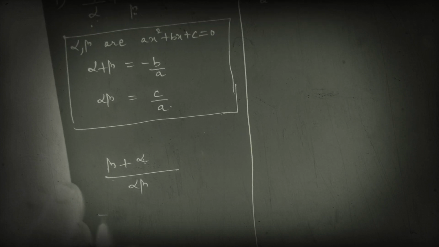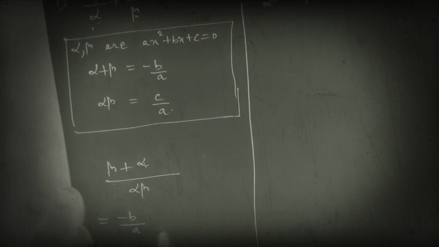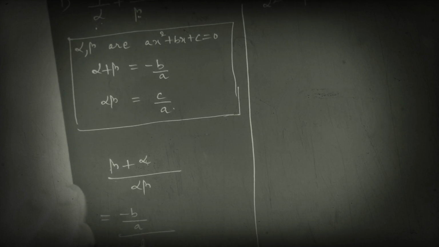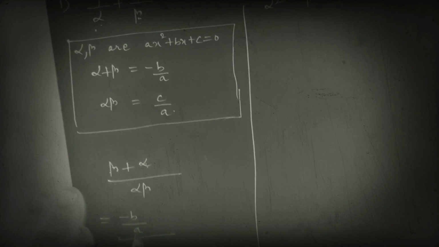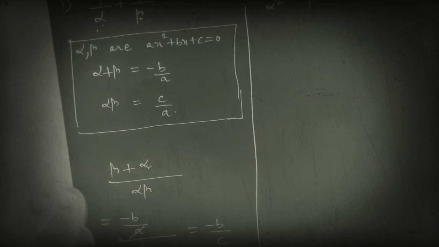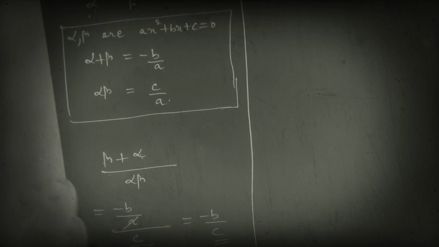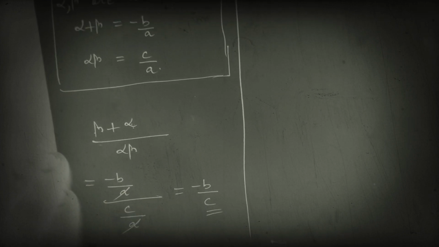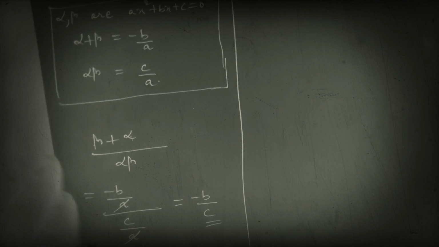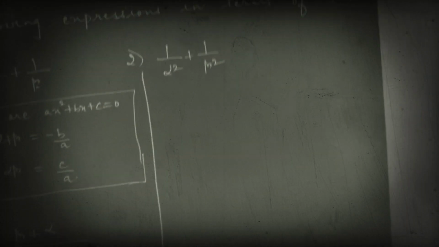So if I substitute the value of alpha plus beta, it is minus b by a, and alpha into beta is c by a. So a gets cancelled and this is equal to minus b by c. So the value of 1 by alpha plus 1 by beta is equal to minus b by c. Okay. All of you are able to follow? Okay. We'll go with the next one.